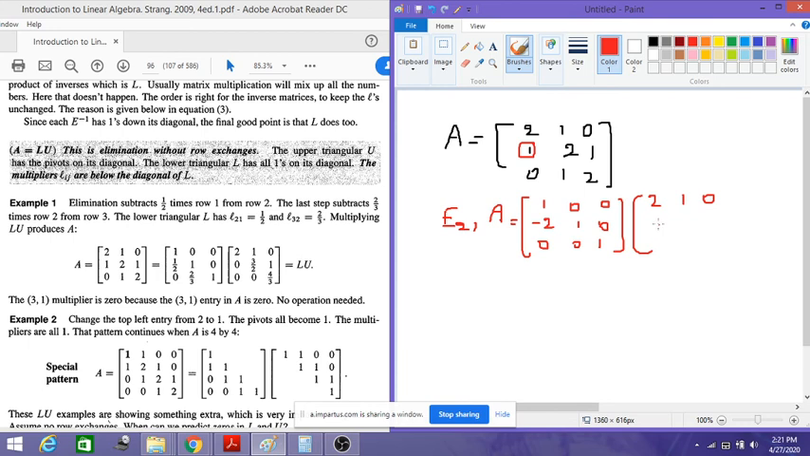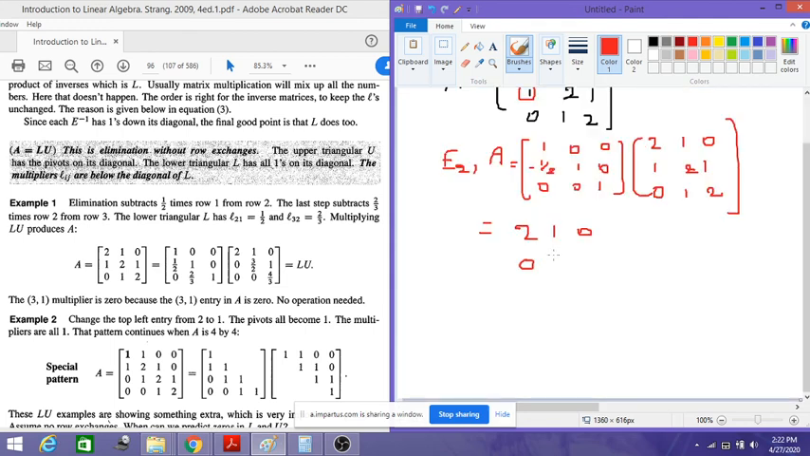So I'll get 2, 1, 0 here, 1, 2, and 1, and 0, 1, and 2. Now when you multiply this, the first row will be as it is. Sorry, it's wrong, it's not -2 because the second row starts with 1. So basically it's supposed to be a half, it's -1/2. If I do this with -1/2, I will get 3/2 and 1, and the last row remains as it is, 0, 1, 2. So this is fine.